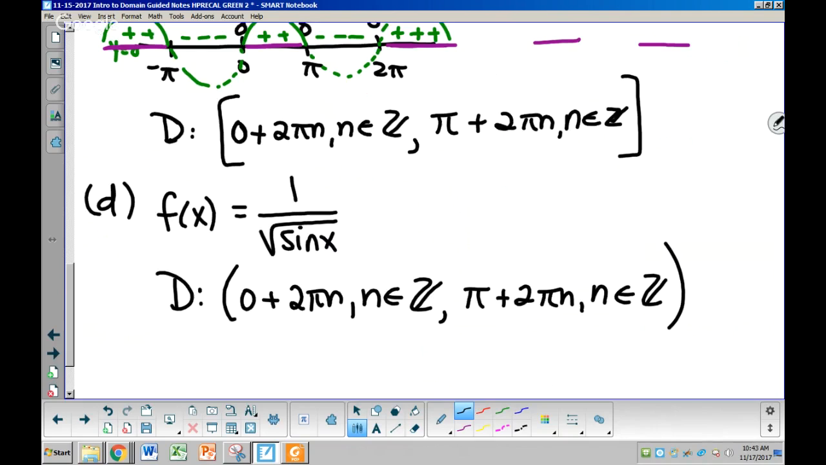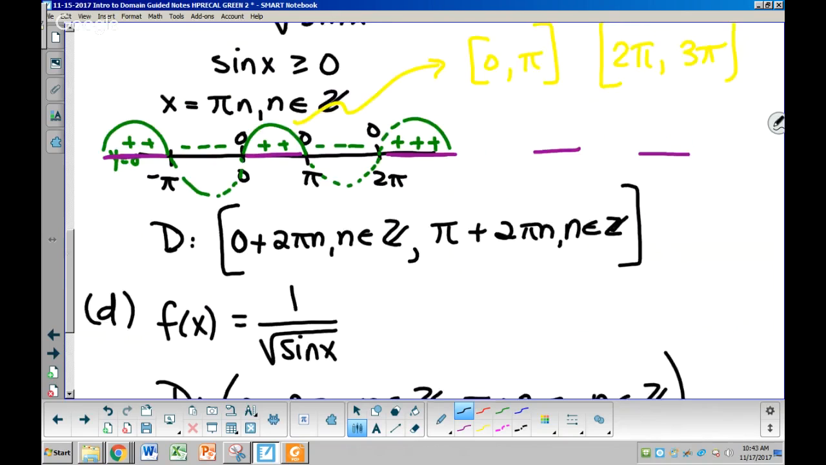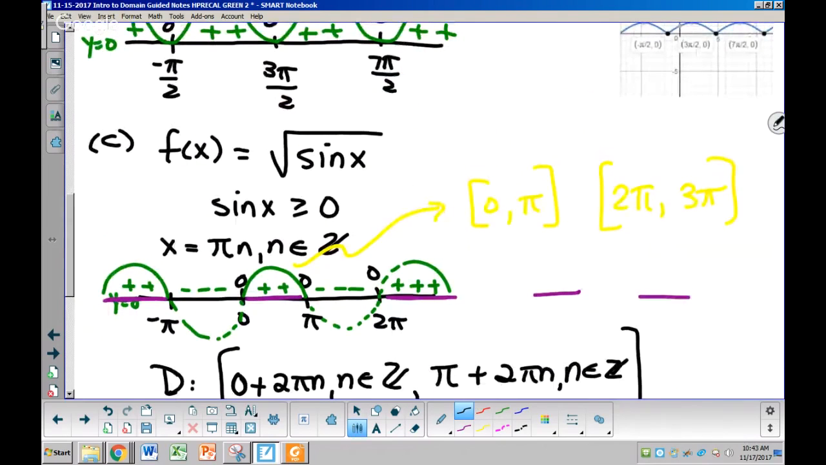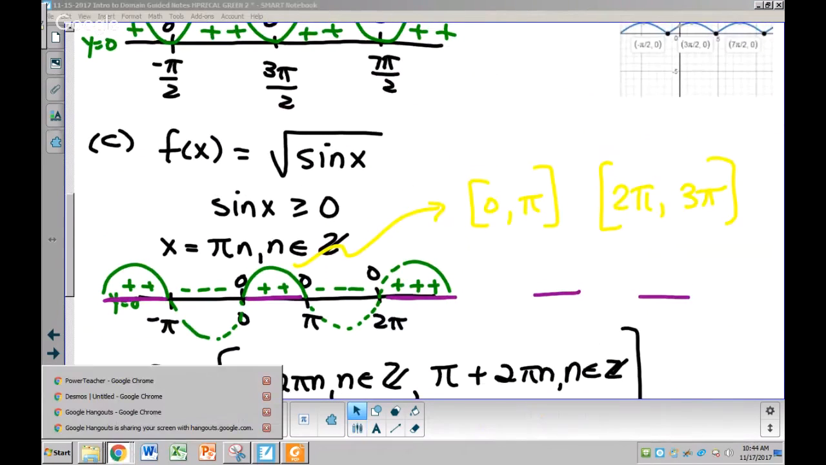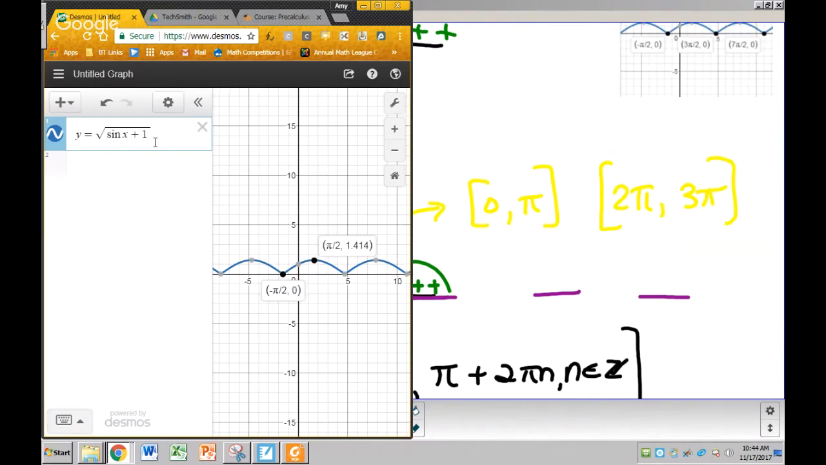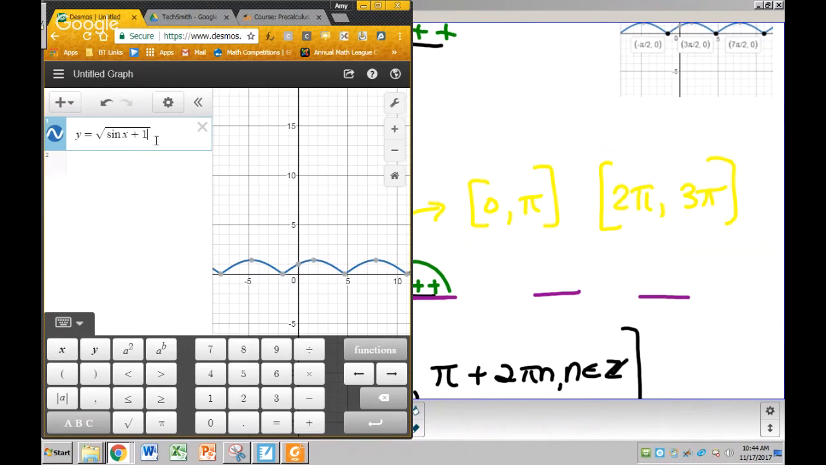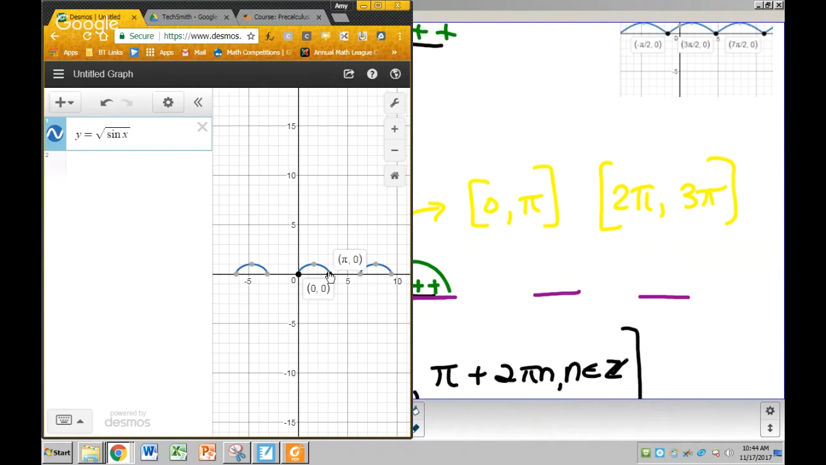Those are kind of fun, aren't they? Yeah, I think so. The range is going to be weird, I know. But we could do the range on the calculator, right? So let's do this. We're going to do the Desmos here for these. All right, let's do the square root of sine x. See how it looks a little strange? But we knew that. 0, 0, pi, pi over 2, 1.